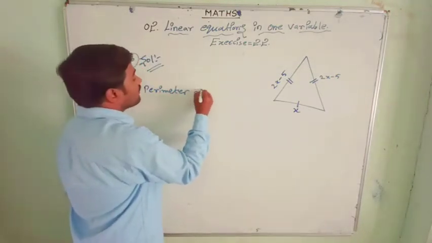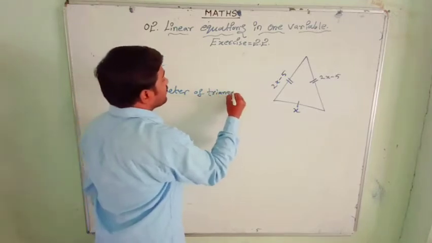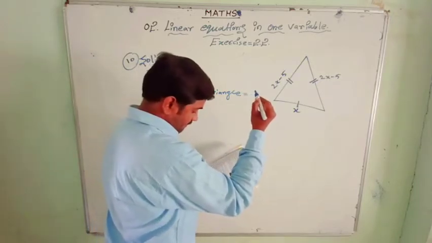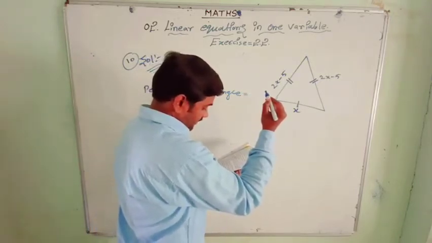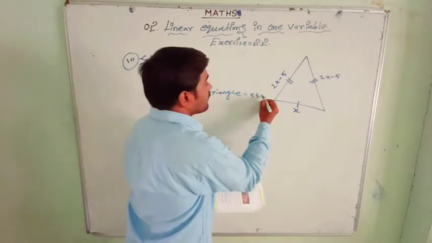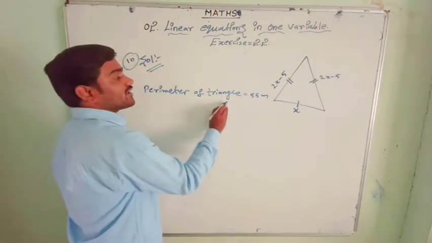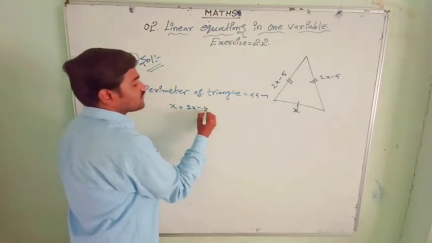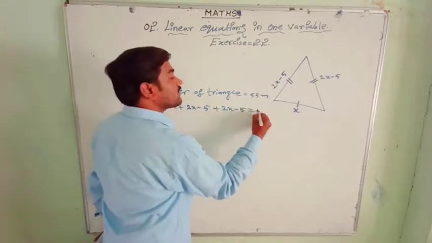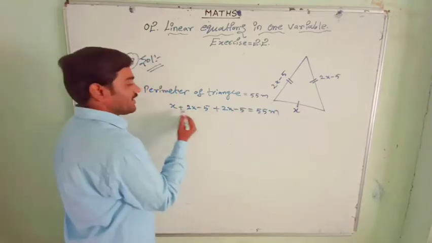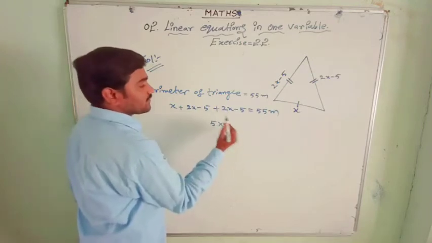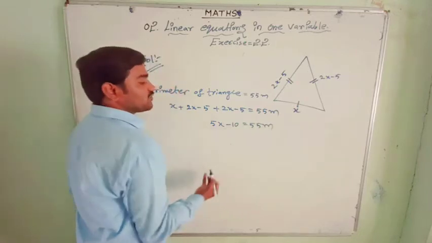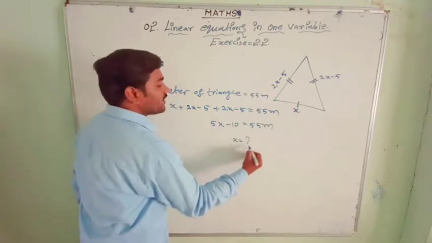Perimeter of the triangle equal to 55 meters. So what is the perimeter of the triangle? Perimeter is the sum of all the sides. Let us add: x plus 2x minus 5 plus 2x minus 5 equal to 55 meters. Simple. 1x plus 2x plus 2x is 5x, minus 5 minus 5 is minus 10, equal to 55 meters. Now transfer the minus 10 to this side and find out the x value here also.